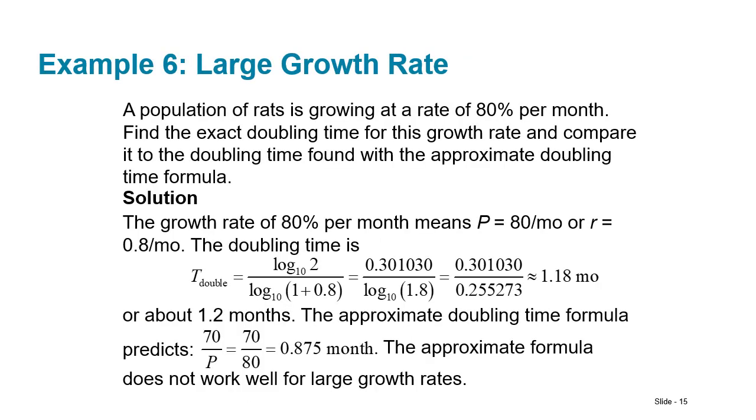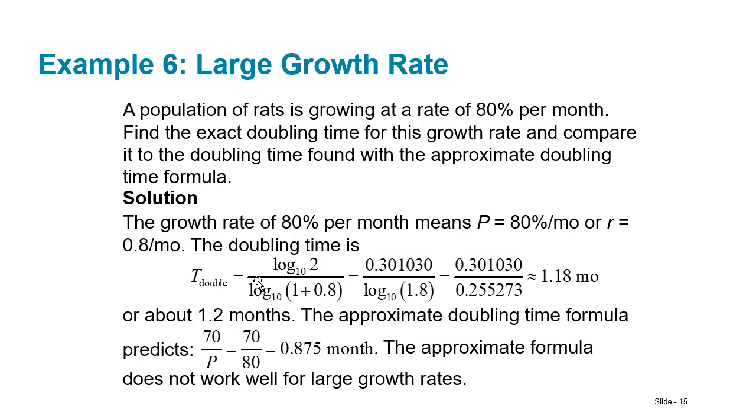Again, it's not that complicated, it just sounds that complicated, but once you plug some numbers in, you see it's not so bad. So a population of rats is growing at a rate of 80% per month. Find the exact doubling time for this growth rate and compare it to the doubling time found with the approximate doubling time formula. Okay, so the growth rate of 80% per month means your P is 80 per month, or your R is 0.8 per month. This should say 80%, not 80. I should put a little percent in there so we know it's 80%.